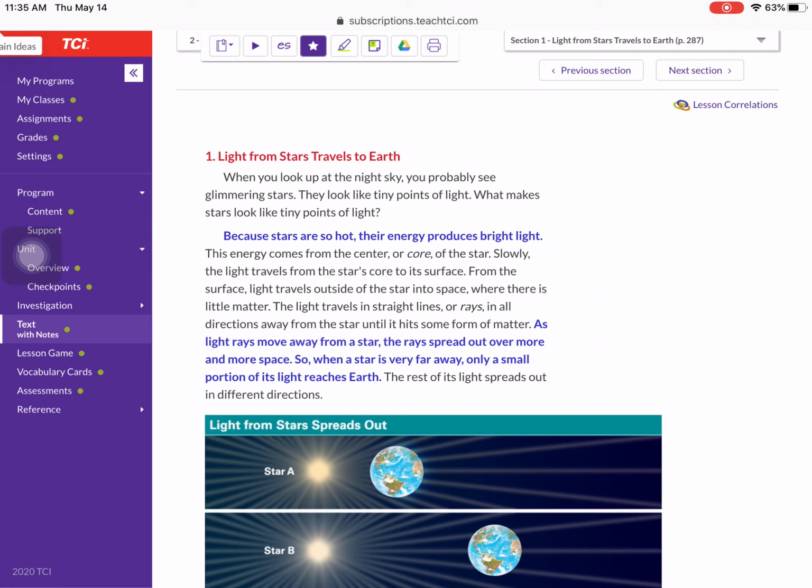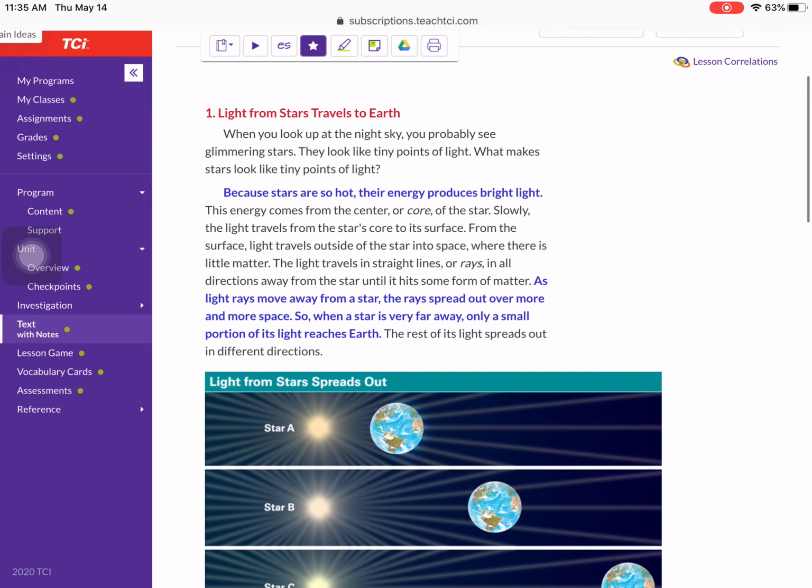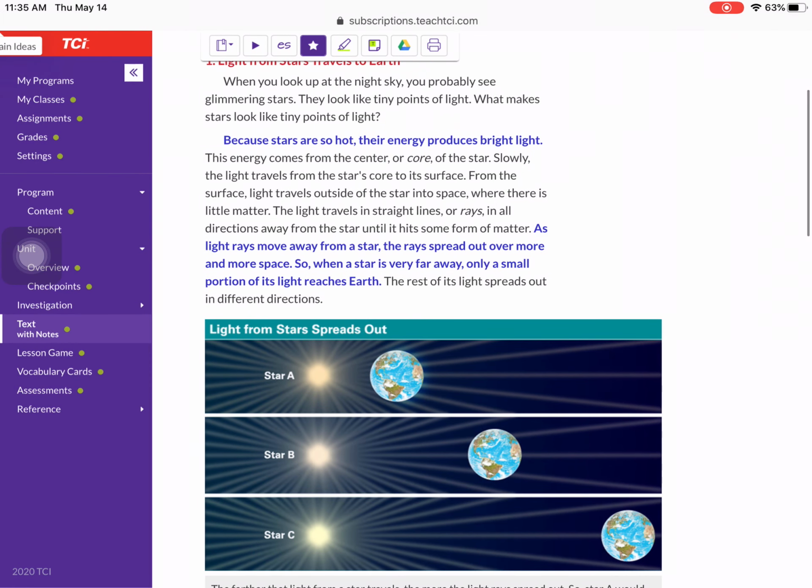From the surface, light travels outside of the star into space, where there is little matter. The light travels in straight lines, or rays, in all directions away from the star until it hits some form of matter. As light rays move far away from a star, the rays spread out over more and more space. So, when a star is very far away, only a small portion of the light reaches Earth. The rest of the light spreads out in different directions.